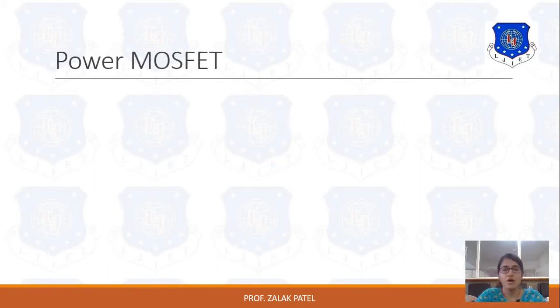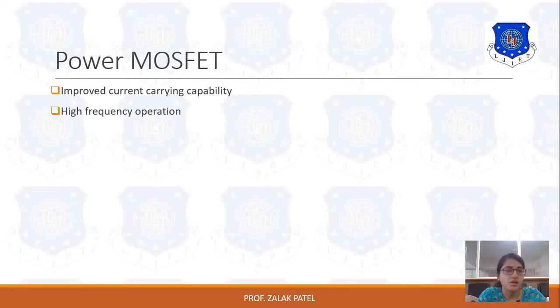First of all, the power MOSFET. It is basically used to improve the current carrying capability. It operates at a very high frequency, approximately around 100 kHz. Now the question is how it is superior to the BJT, the bipolar junction transistor.